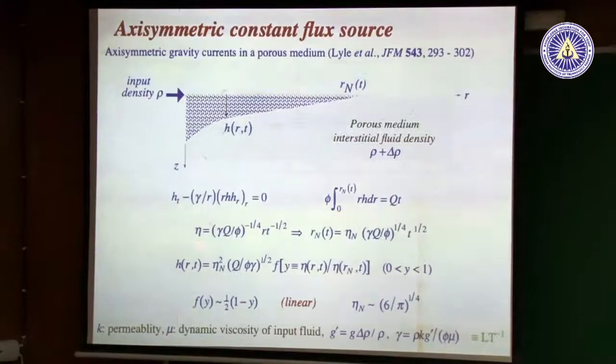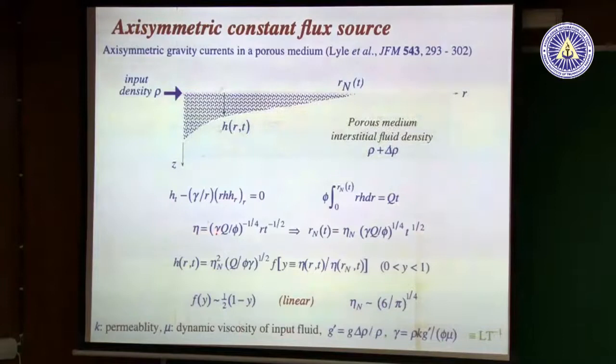The similarity variable, by balancing terms, has a pre-multiplicative constant made of Q, which is the flux being put in, and gamma, a combination of the density, K, the permeability, and G prime, which is G times the difference in density over the density, over phi, the permeability, and mu, the viscosity of the fluid. That has dimensions LT to the minus 1, which is important. Here's the definition of G prime. So gamma, Q, phi, RT to the minus 1.